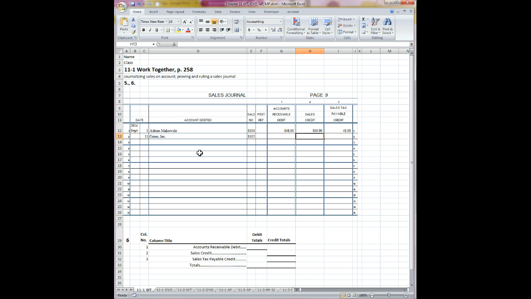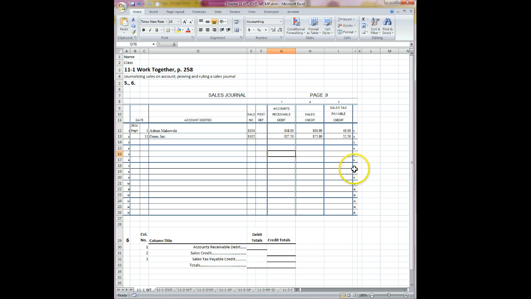And we can do this the same way we did the other one. What is our sales for? We have sales of $875. We have sales tax of $52.50. When we add these two together, it's going to be $927.50. And remember, our debits and our credits have to equal.